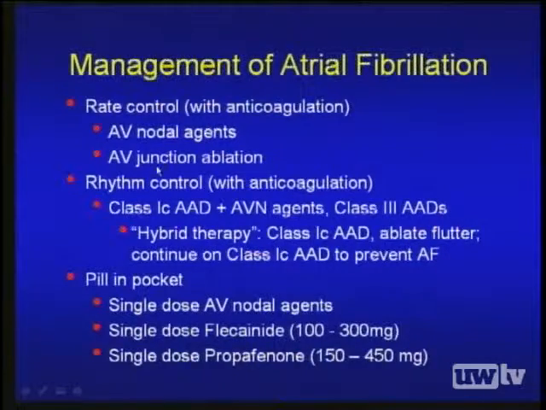Rhythm control is with the same group of drugs that we've been talking about, but there is another strategy for patients with paroxysmal AFib, and they don't have it very often, and that's the so-called pill-in-the-pocket approach, where you might provide the patient a prescription for a single dose of an AV nodal blocking agent, or if that doesn't work, the FDA approved indications for this type of therapy include single dose flecainide or single dose propafenone in patients who don't have a contraindication to these drugs.